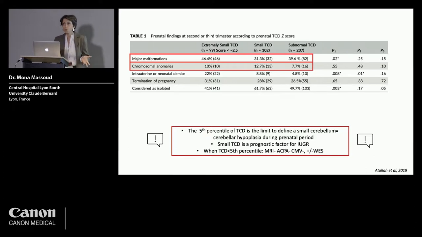So we demonstrated in this paper that the threshold to refer patients is the fifth percentile, because until now, we didn't know what is the limit below which we have to define cerebellar hypoplasia. It was completely subjective. In the postnatal period, there is no threshold. People subjectively notice that the cerebellum is small and they go forward. So we demonstrated that below the fifth percentile, you have to refer patients and perform extra examination in order to explore this fetus.